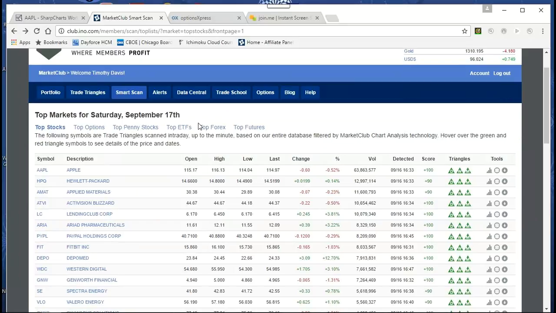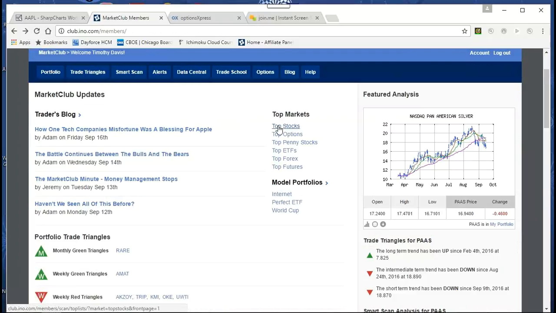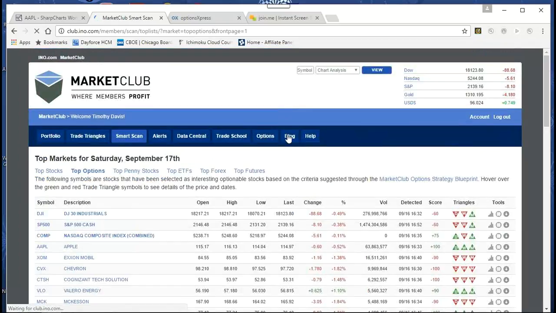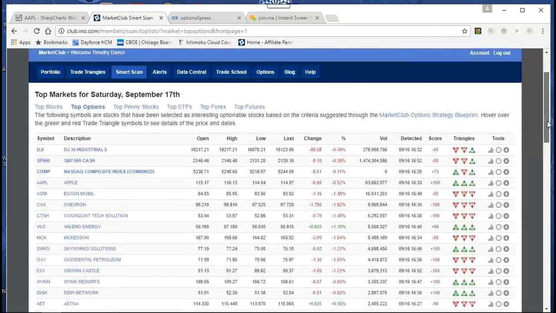All right, so now, let me go back to that first page that I was showing you on Angel. That was top stocks we were looking at. You can also look at top options. If you click on top options, this will give you some of the top options right now, and it's going to tell you what some of the biggest trading options are right now.